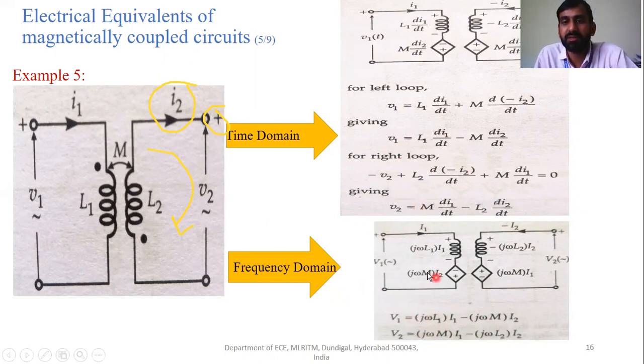So V1 here is L1 dI1 by dt, so here j omega L1 I1 minus j omega M I2, and here it is j omega I1 into M, because dI1 by dt is going to be j omega I1, right? Minus, as it is minus here, L2 into j omega I2. So this is what we get with respect to this circuit.